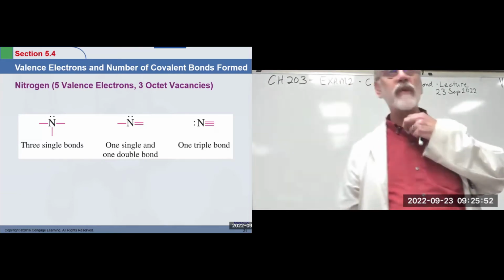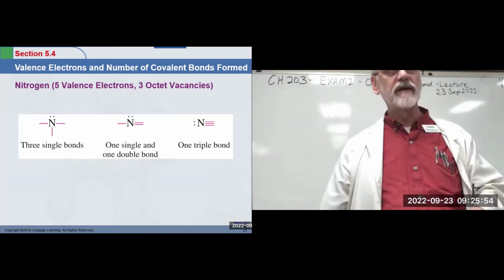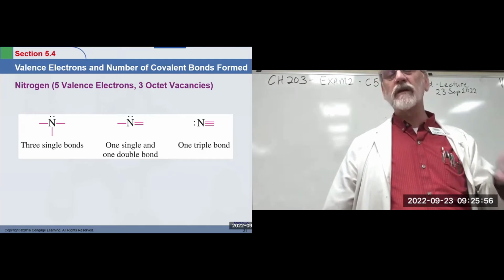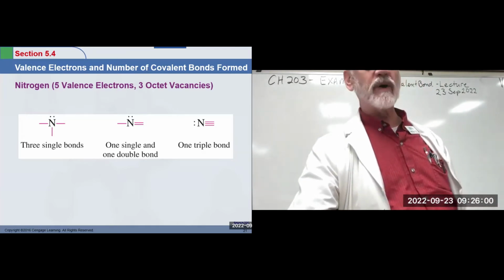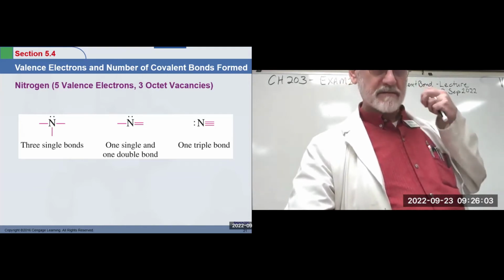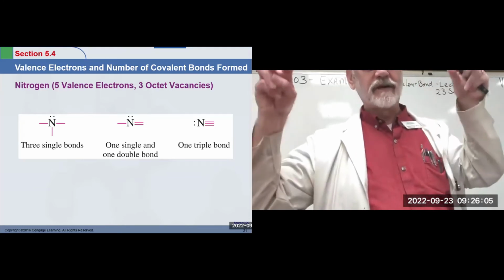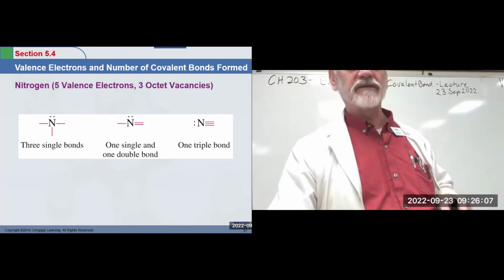Nitrogen tends to form 3 bonds, right? We've seen why. It's either 3 single bonds, a single and a double, or a triple bond. As long as it's got those 3 bonds, it thinks it has an octet.